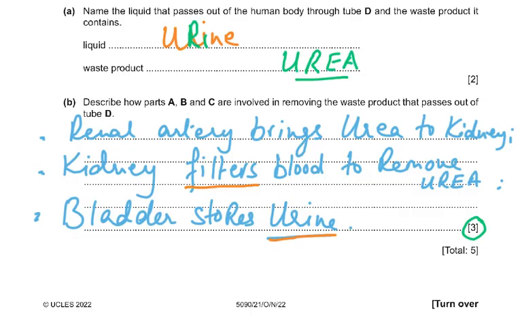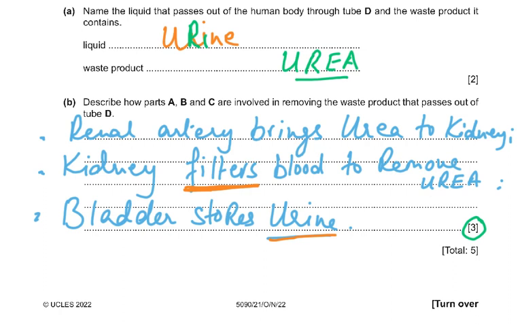Now you can see how I have written this. Renal artery brings the urea to the kidney. But the important thing for you to remember is the kidney filters the blood. The word filters has been underlined, which means that is essential for you to get that mark. You have to use this word filters. So kidney filters the blood to remove the urea. If I've underlined it, it means that it's an important word that you must use in your answer.